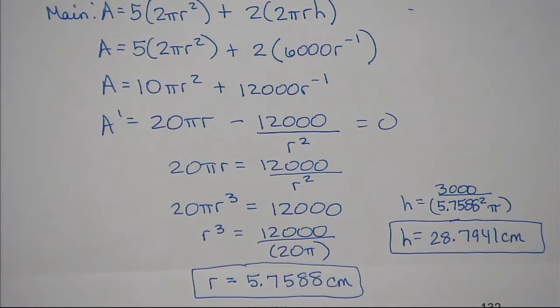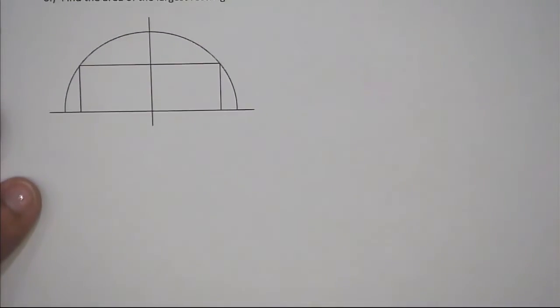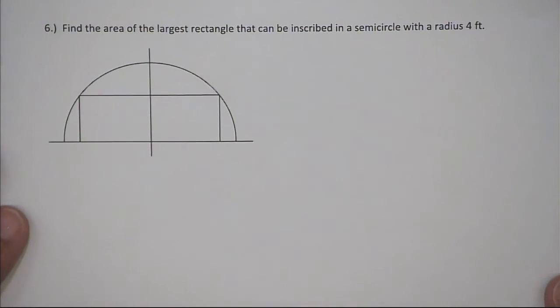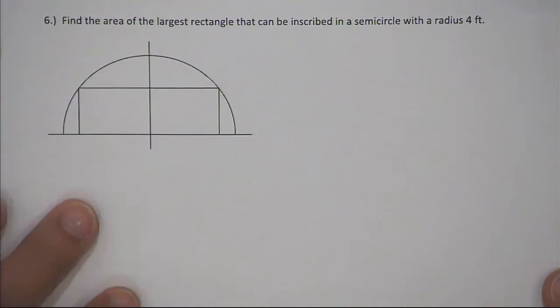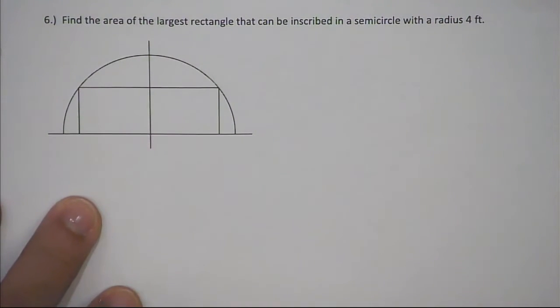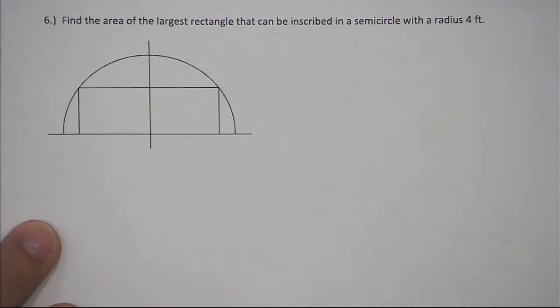Still right? Okay. All right, so let's look at number 6 and number 7, they are very similar. So once we get through 6, 7, actually I think it's probably easier. Should have probably mixed those, put those in a different order. All right, so number 6. Find the area of the largest rectangle that can be inscribed in a semicircle with a radius of 4 feet.